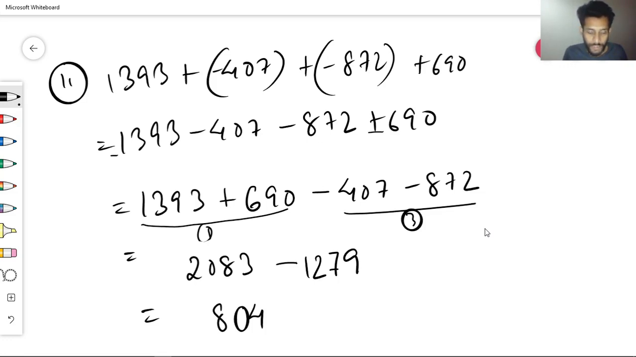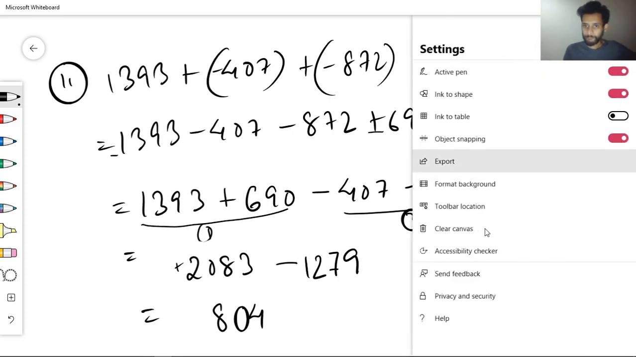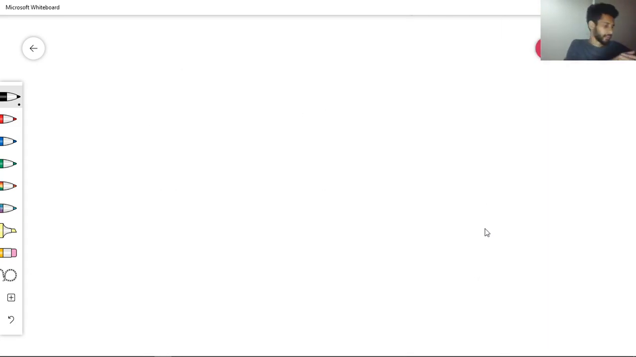And the result will be in plus, because why? It is plus sign here. So the bigger one is plus, so it is plus here.